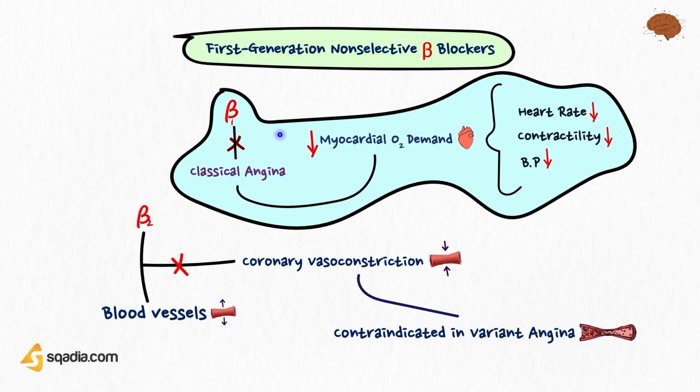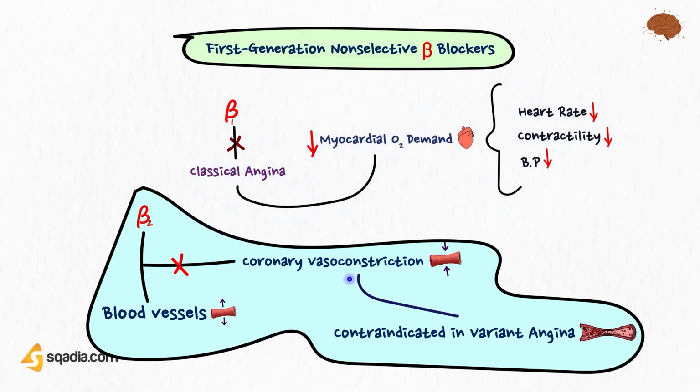Why don't we give non-selective beta blockers in variant angina? Because they also act on beta 2, and blocking beta 2 will cause coronary vasoconstriction. Why? We already discussed beta 2 is present in the blood vessels, and they promote vasodilation by relaxing the smooth muscle. By blocking beta 2, we will have coronary vasoconstriction. Already the heart is requiring more oxygen, myocardial oxygen demand is high, and we are giving it coronary vasoconstriction, which in turn promotes vasospasm. Vasospasm is a dangerous state in variant angina.